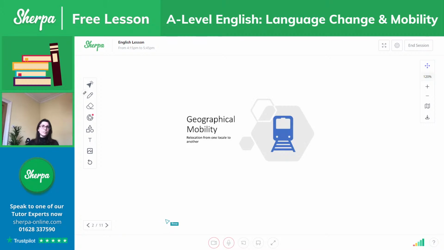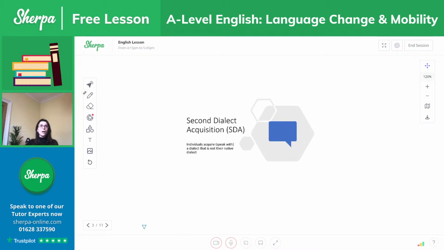So before we start, it's useful to just define some of the terms. By geographical mobility, I'm referring to relocation from one locale to another. So basically, when somebody moves from one area to another area. And then second dialect acquisition is when individuals acquire or start to speak with a dialect that is not their native dialect, so not the dialect that they originally grew up speaking.